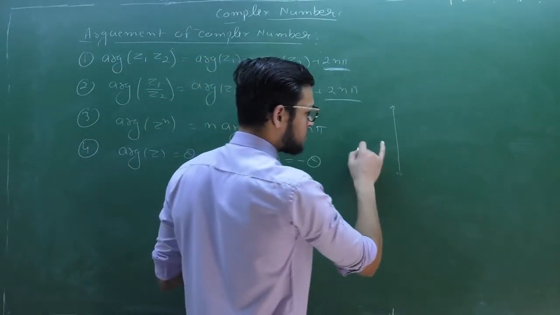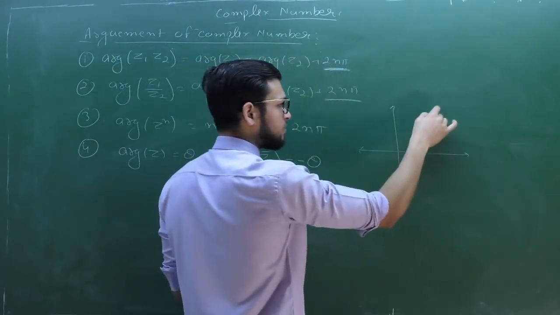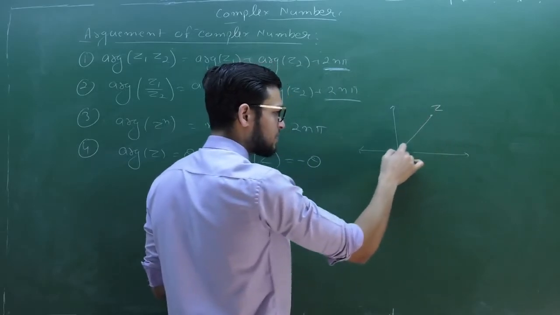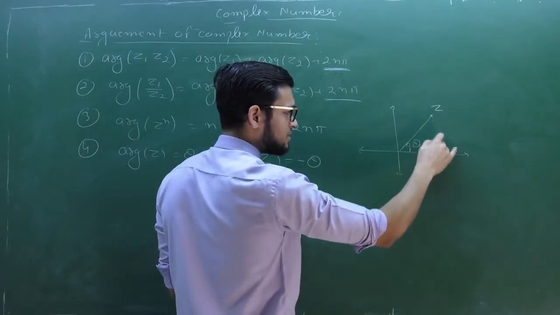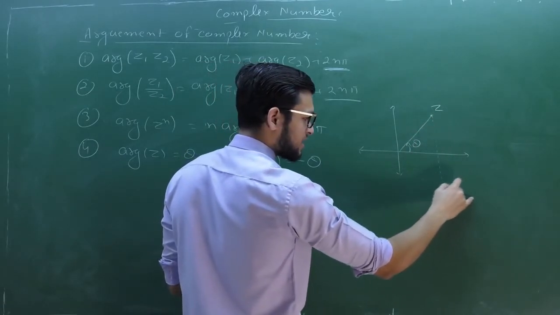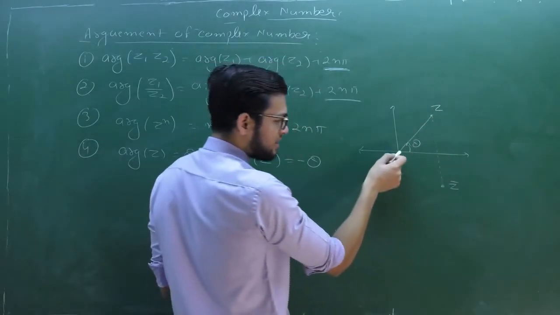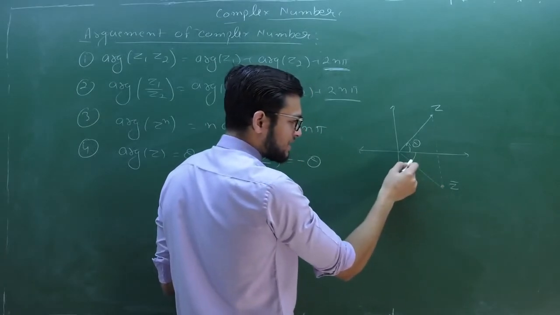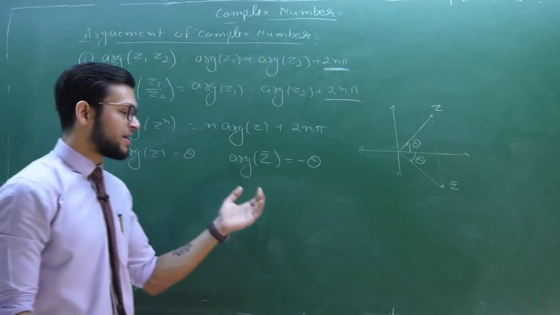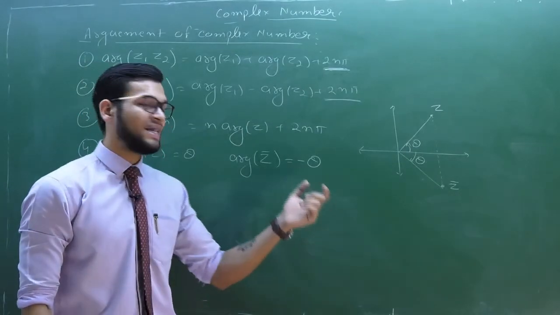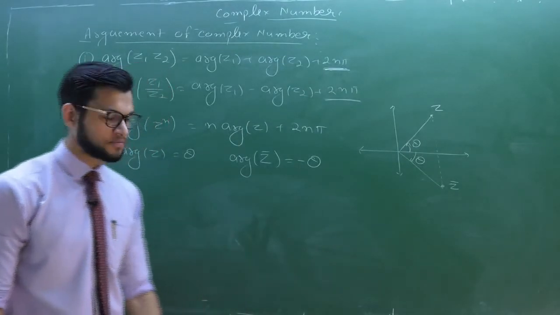We can also understand this from this diagram. Suppose we have z and this angle is theta. Now if we take the conjugate of z, it means the mirror image about the x-axis, then we can clearly say that this angle will be in the clockwise direction. So the argument of conjugate of z will definitely equal minus theta.